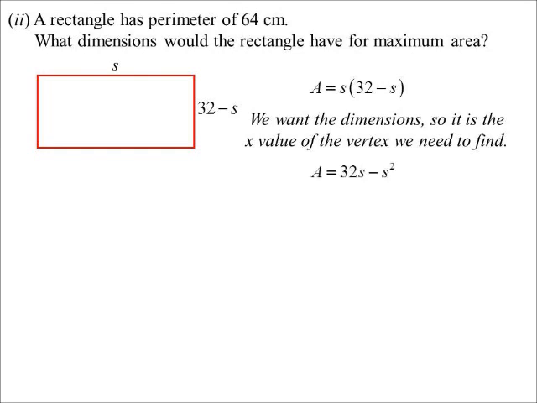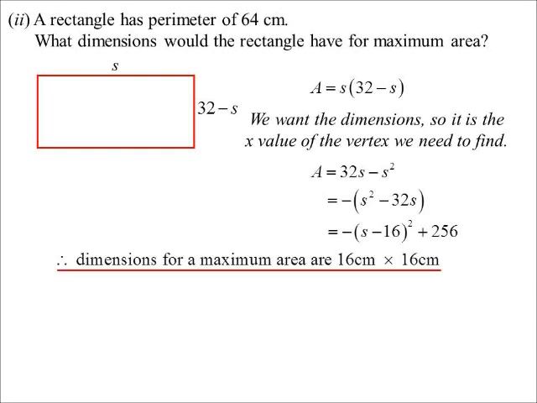So there it is, 32S minus S squared, which I could factorise, complete the square, do it that way, and we get 16 by 16. How else could I have done it? I could have gone minus b on 2a. That's probably going to be quicker, again, than completing the square on it. And that would get me 16.